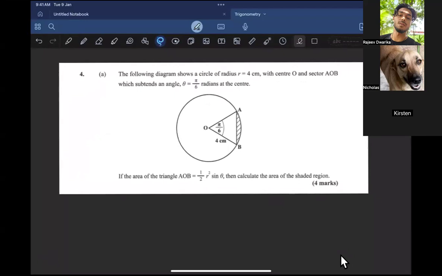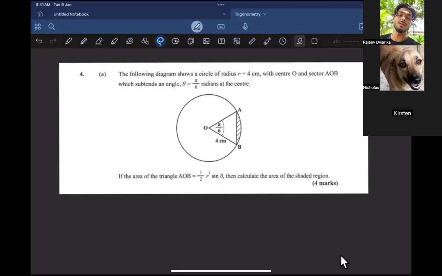The following diagram shows a circle of radius 4 centimeters with center O and sector AOB, which subtends an angle theta equal to pi over 6 radians at the center. If the area of the triangle AOB equals a half r squared sine theta, then calculate the area of the shaded region. Okay. So, Nicholas, let me analyze the question.